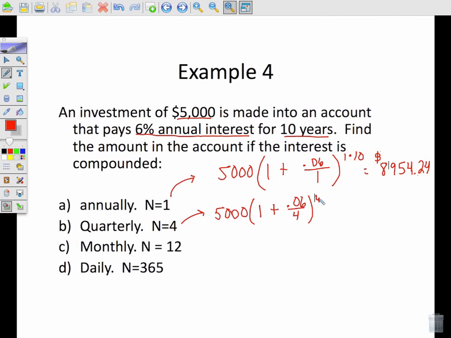Now if you're putting this in your calculator and you do 4 times 10 here, you'll need to have parentheses around that. Make sure that all of the power is in the parentheses. And the result of that is $9,070 and 9 cents. All right, here's what I would like you to do. Pause the video here and go ahead and calculate for monthly and daily, and then you can go ahead and check your results with me.